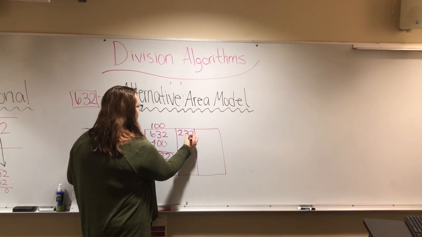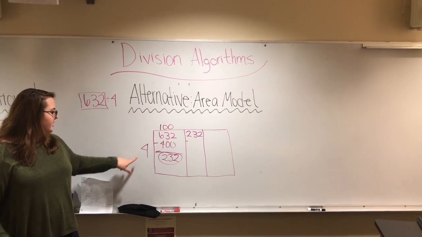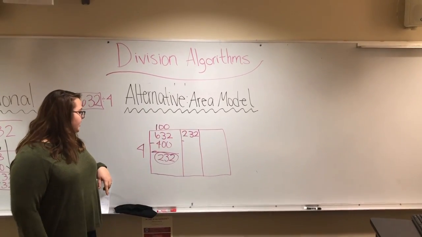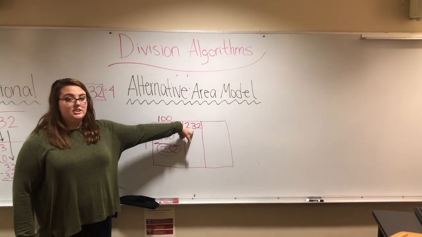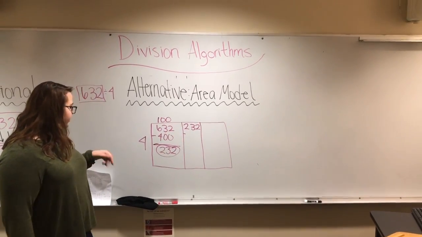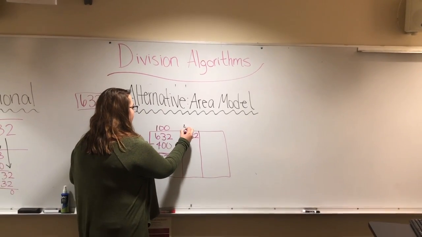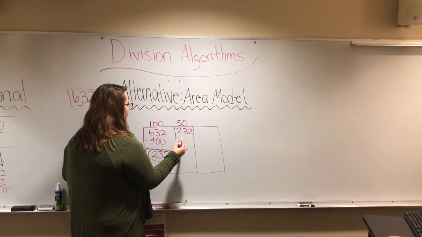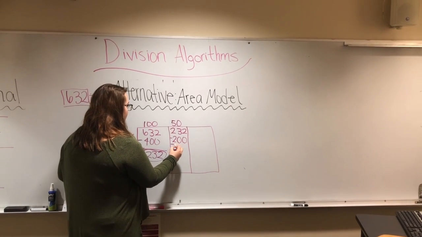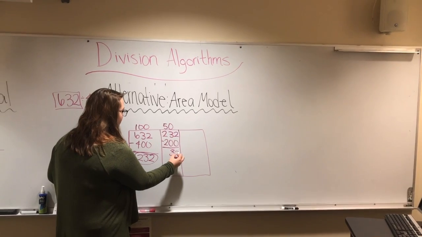So we're going to do the same thing. We're going to think in our heads, what's the best number that we can multiply 4 by to get into 232? Because we're trying to fit 4 into 232 so many times. So the number that I know that works would be 50, because 4 times 50 is 200. So I'm going to write 50 up here, and I know that equals 200. So 232 minus 200, you are left with 32.